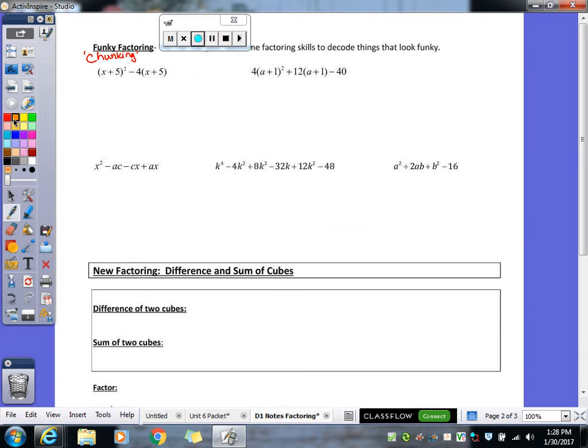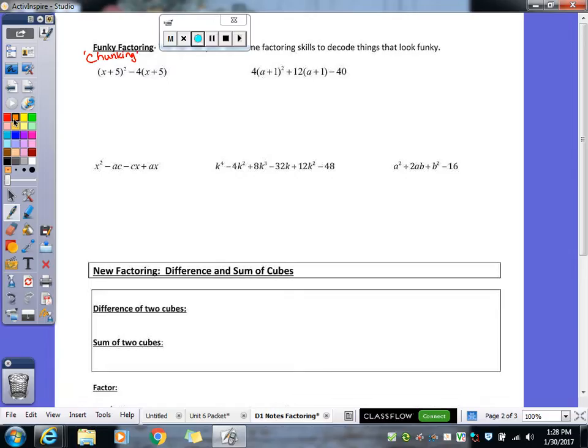All right, so for our last page of notes, these are kind of some funky factoring ones. Some people refer to the first kind that we're going to do as chunking, because if you look at x plus 5 squared minus 4 times x plus 5, a lot of you are going to look at that and do it a much more difficult way than you need to.